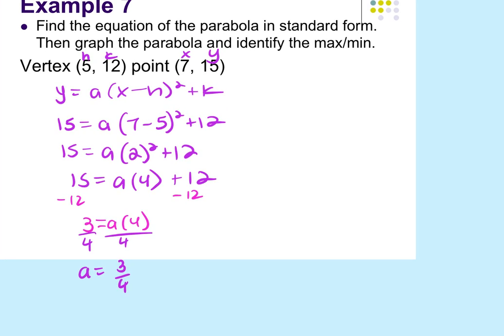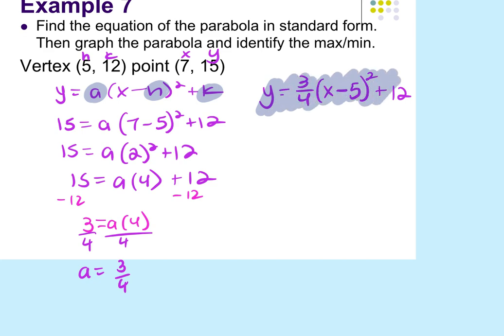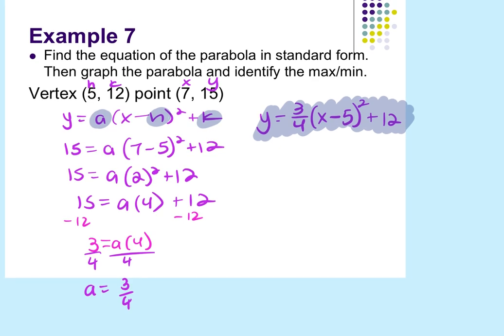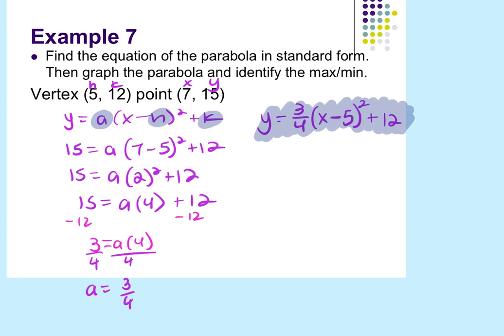Now I'm going to plug back in the a, the h, the k. So I get y equals 3/4 times (x minus my h, which is 5) squared. Don't forget to square it. Plus k, which is 12. And that's the standard form of this parabola. I don't care if you put y or f of x. It doesn't matter. They're the same.